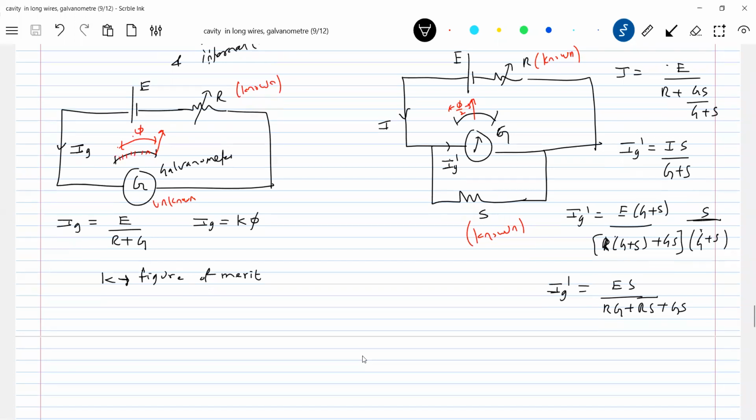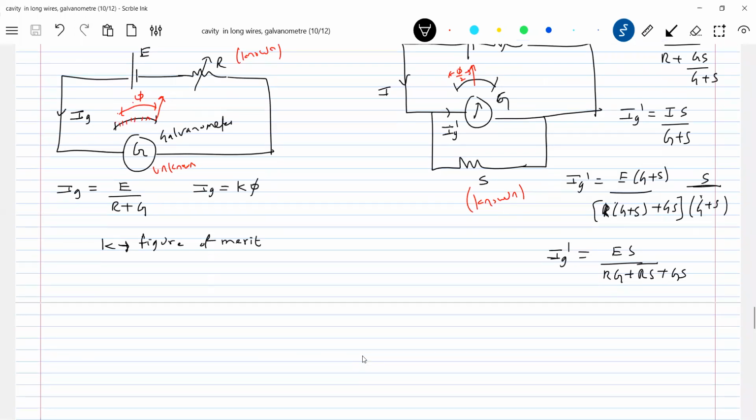Now after this, what is Ig dash? So how much should I make it? It should be half of the current flow. So what should be the Ig dash? The deflection should be half. So what is Ig earlier? K phi. So how much should it become now? K phi by 2. Ig dash is equal to Ig by 2, which is equal to K phi by 2.